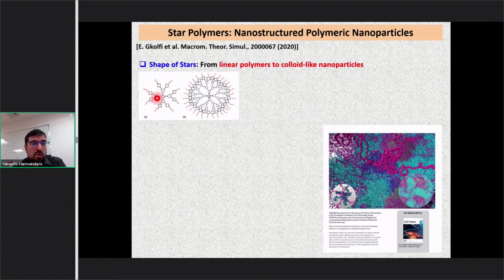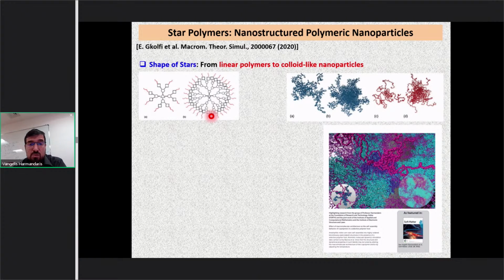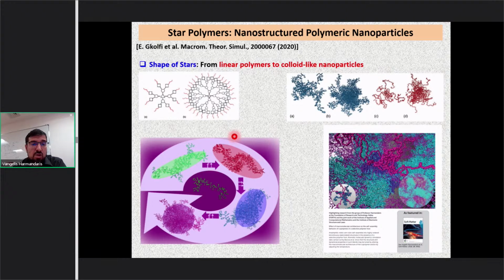And then star polymers have this specific architecture. If you see this architecture, this cartoon, you would assume that these are like spheres, but this is not the case. They might have different shapes, and actually the shape depends on the number of arms that we have here. As you see, linear polymers are more ellipsoidal. Then we go to more colloidal nanoparticles, which are more spherical and exhibit a different behavior. This is extremely important because the difference in shape affects the properties.